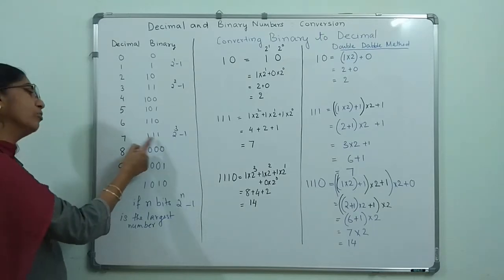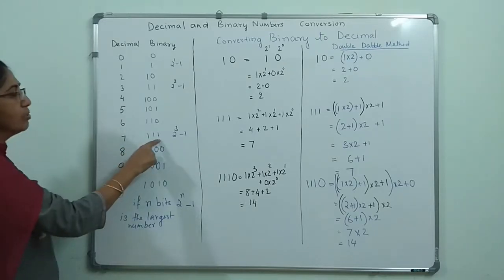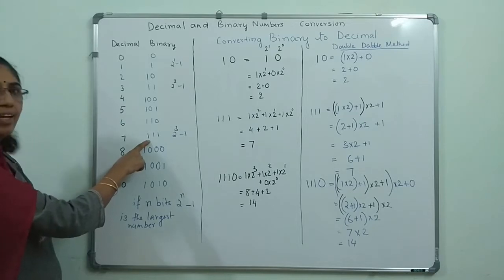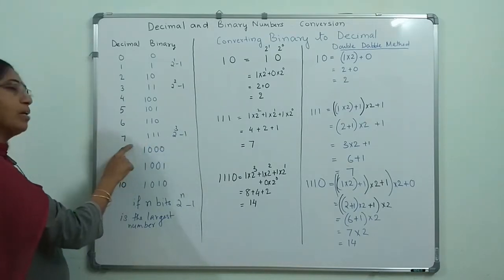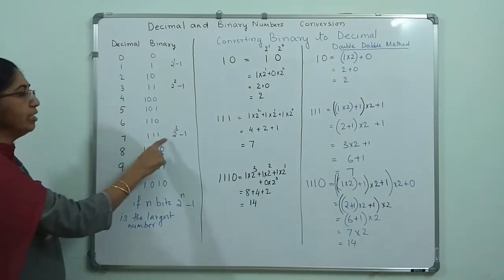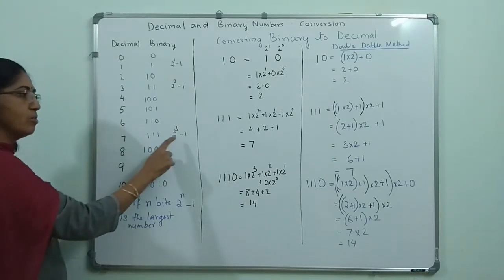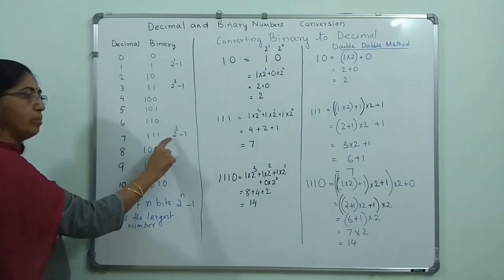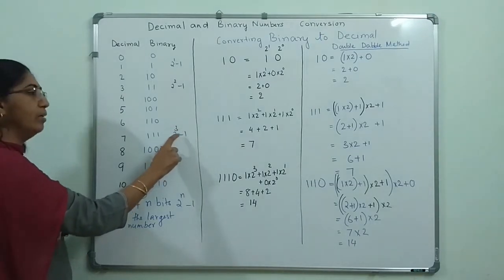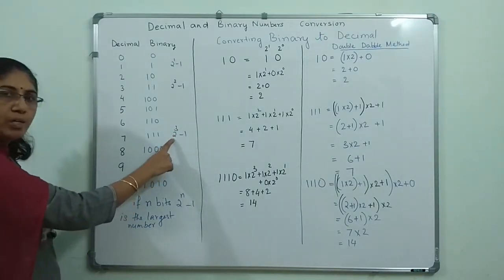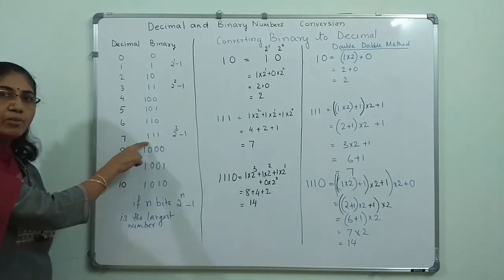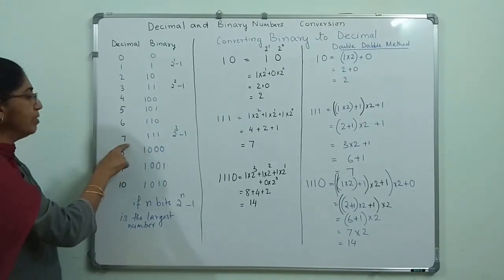So for the next number you have to take a 4-bit arrangement. So this is a 3-bit number. In this 3-bit, what is the maximum value? 7. How will you get it? It is 3 bits, so n is equal to 3. So 2 raised to n minus 1 becomes 2 raised to 3 minus 1. That is 8 minus 1, which is 7. So the maximum value that can be represented by a 3-bit number is 7.